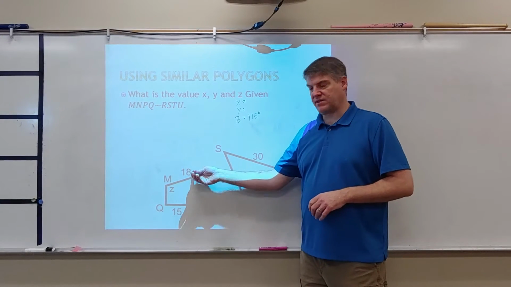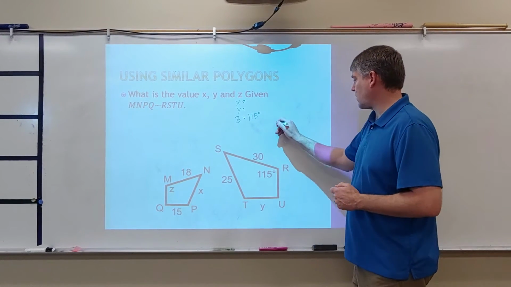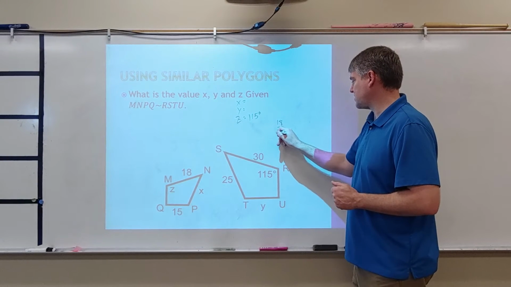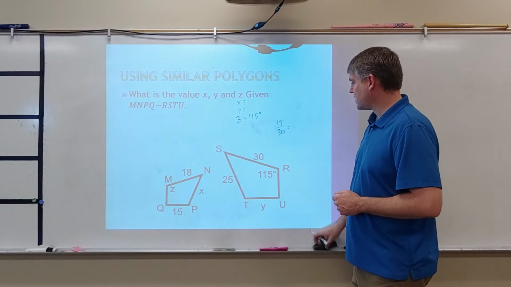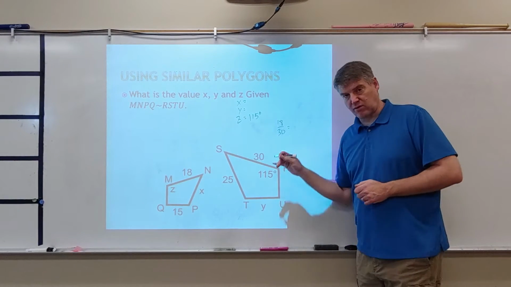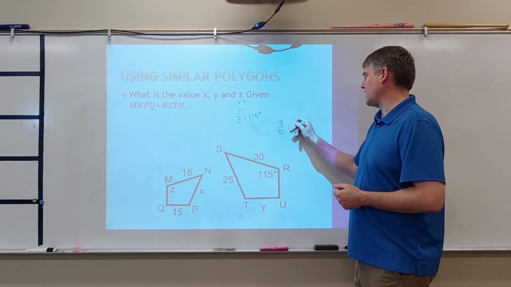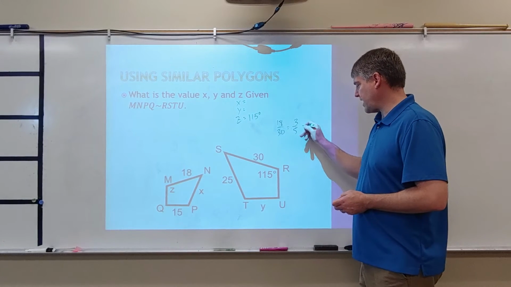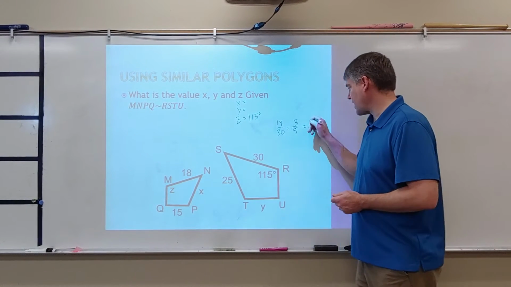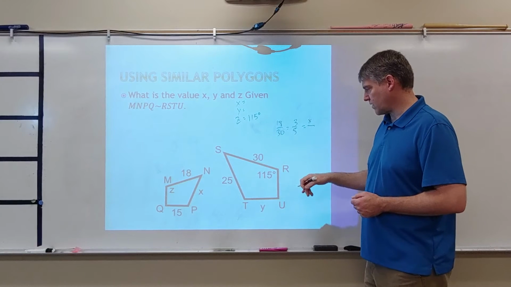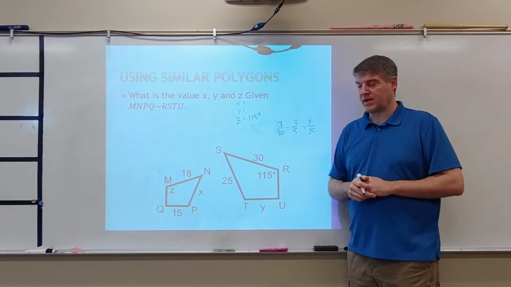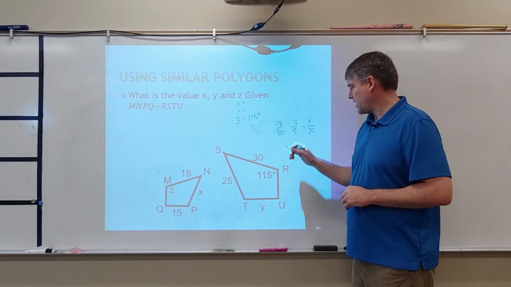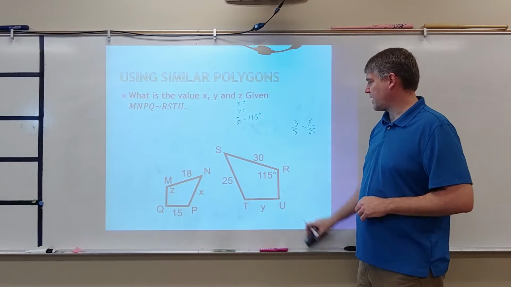So I do have this 18 to 30. So I have 18 to 30 equals, and I'm going to go ahead and reduce that. If I divide both of them by 6, I get 3/5. That has to equal X over 25. Okay? And now I'm going to do a little cross multiplying here.